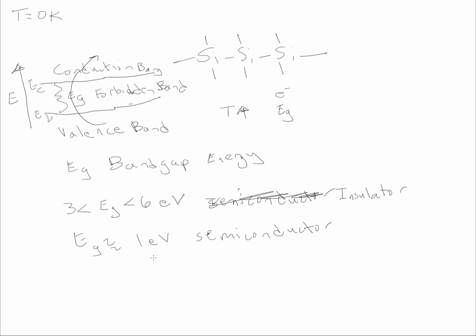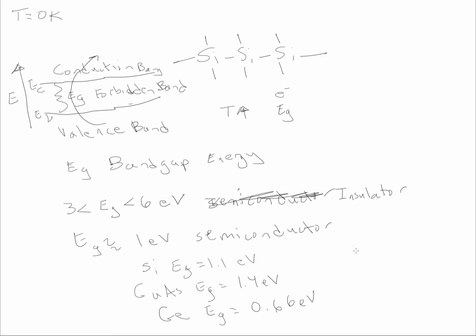And so if we look at table 1.3 in the book, silicon has a band gap energy of 1.1 electron volts. And then gallium arsenide has a band gap of 1.4 electron volts, and then pure germanium has a band gap of 0.66 electron volts. So these are all semiconductors.